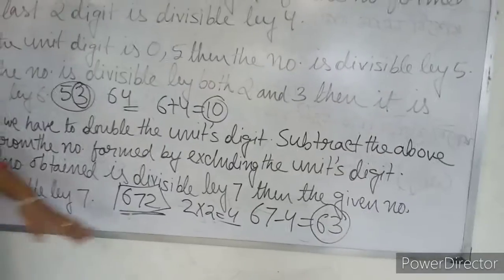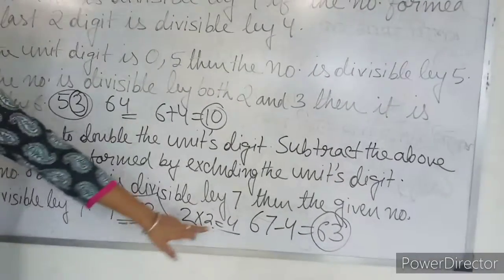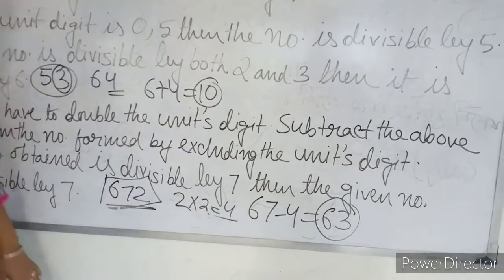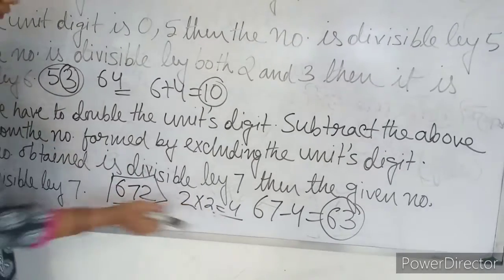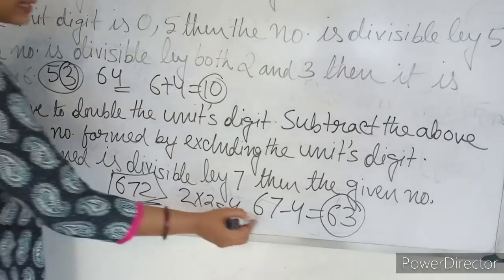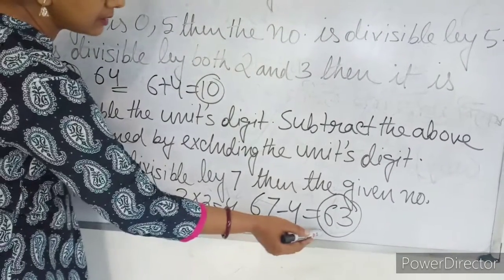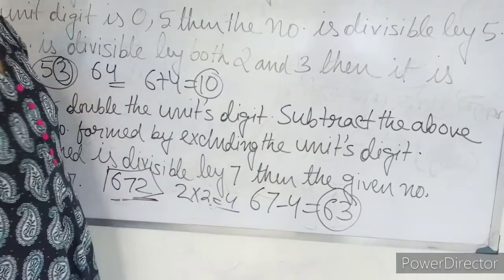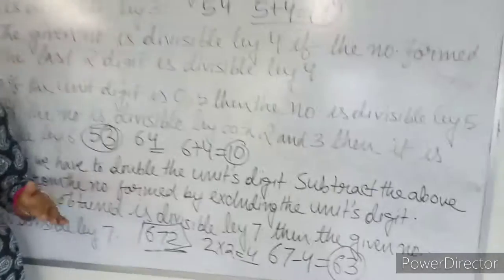So what are my steps? My first step is to double the units digit. 2 was the units digit, 2 into 2 is 4. Second step, subtract 4 from the number excluding the units place. That is 67 minus 4, the answer is 63. If this number is divisible by 7, then the whole number is divisible by 7.